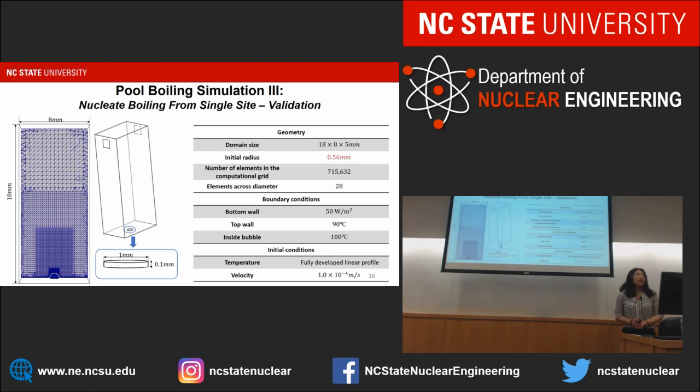So the next case is a validation case. It's the same as the previous cases about the nucleation boiling, but here we try to compare it with the experimental-based correlations.